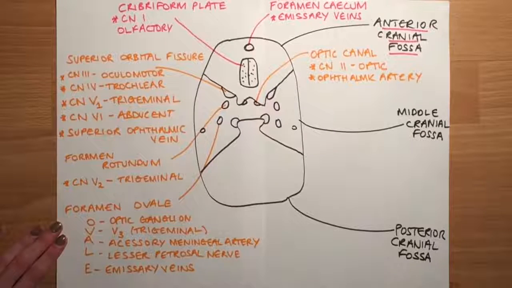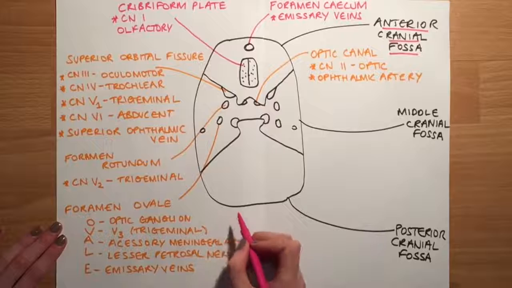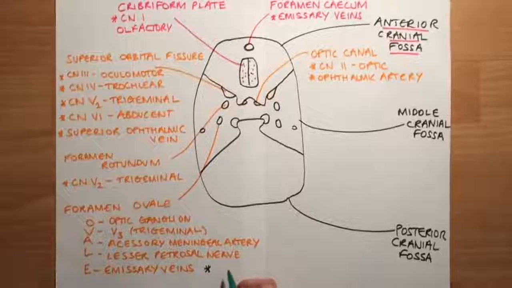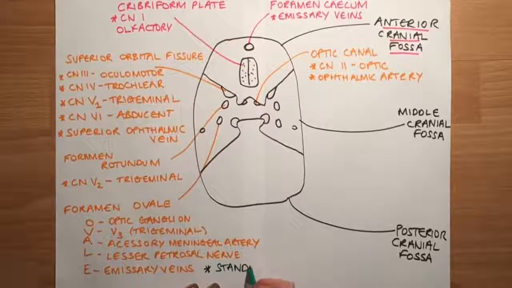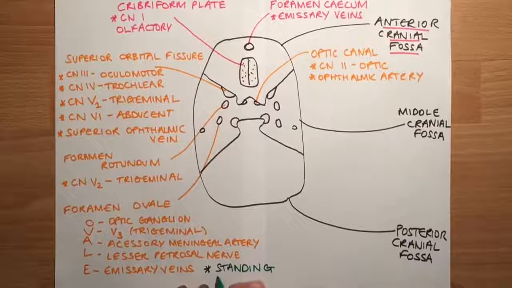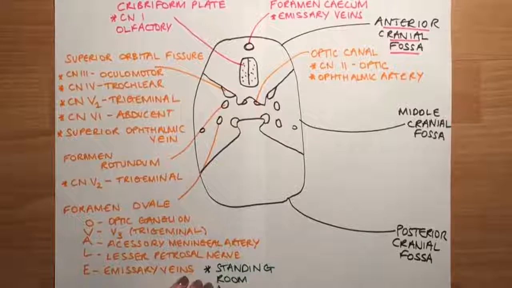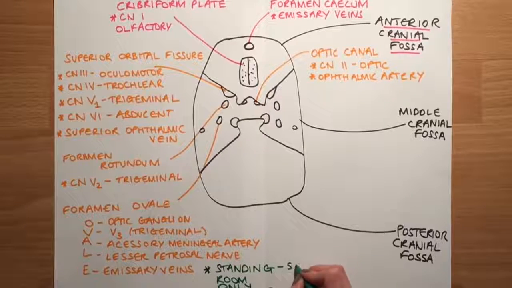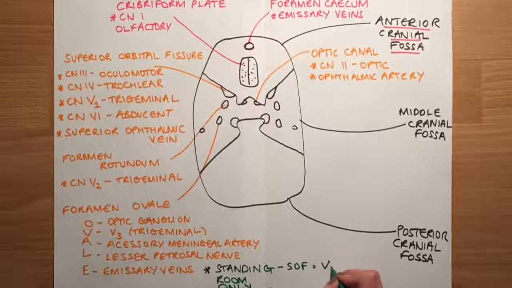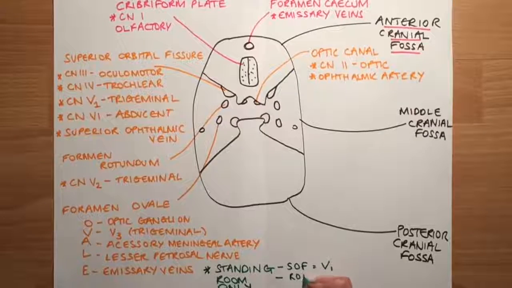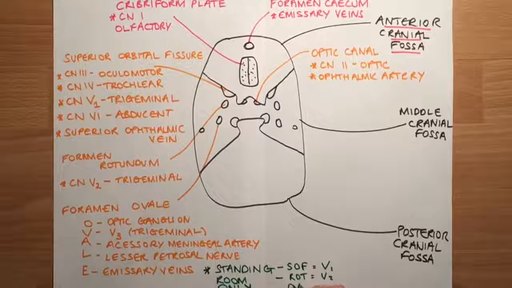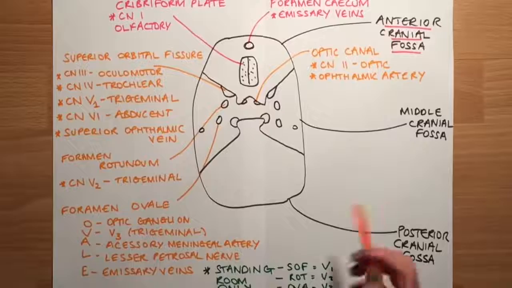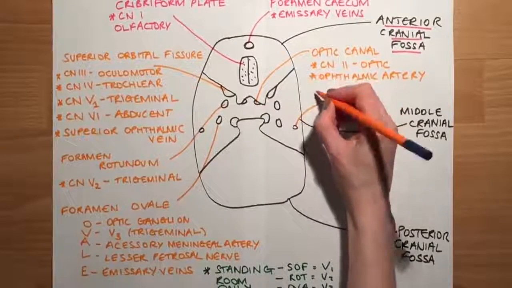trying to remember all three divisions of the trigeminal nerve because they don't go through the same foramen. It's quite a good way of being able to remember this is a mnemonic for standing room only. And so how you remember this is the first letters of standing room only. So S, R, O represent these foramen. So you have S representing the superior orbital fissure, which is the first division, so the ophthalmic division. Then you've got R for rotundum, which is second division, and then you've got O for ovale, which is the third division.